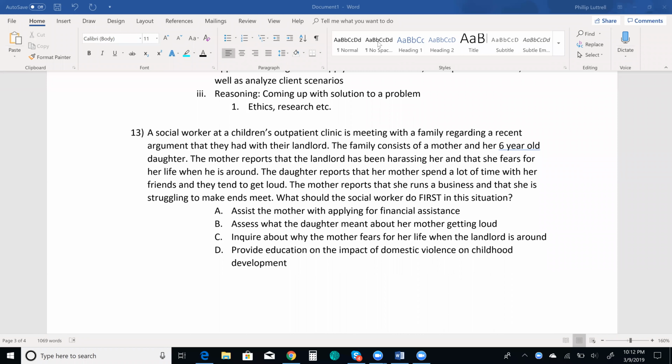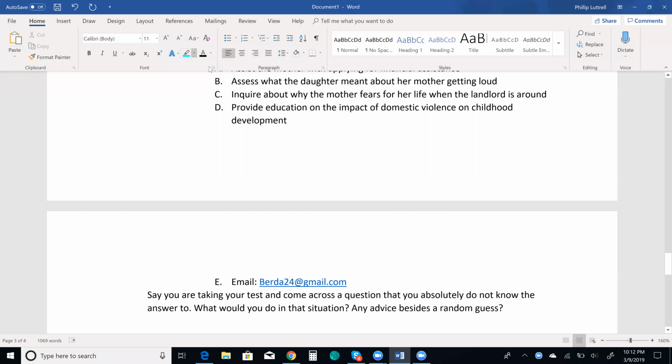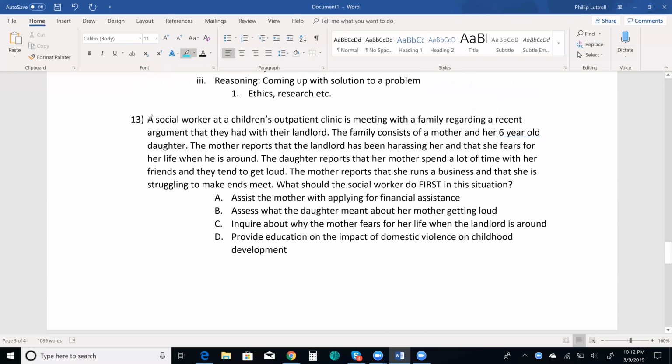Okay, so the majority think it's C, some think it's B. So let's look at it. All right, let's see. So always remember where we're at. Child's outpatient.